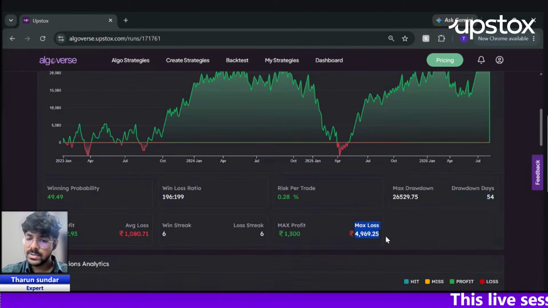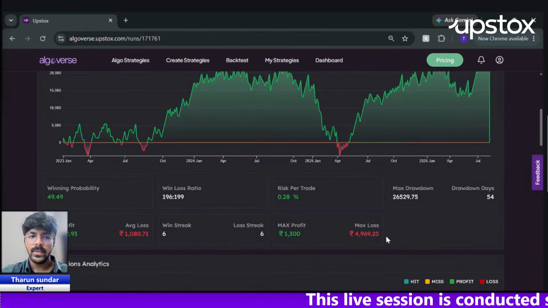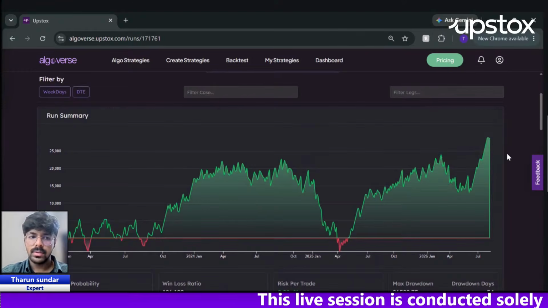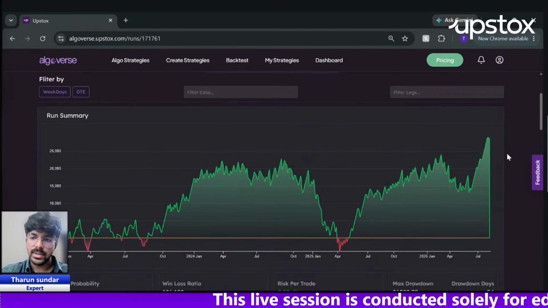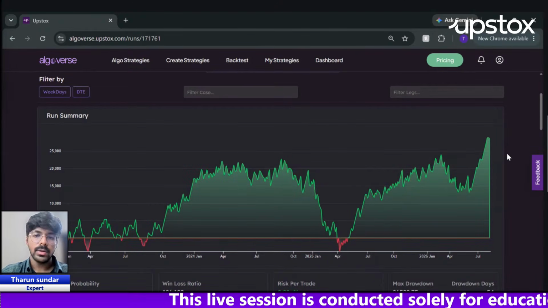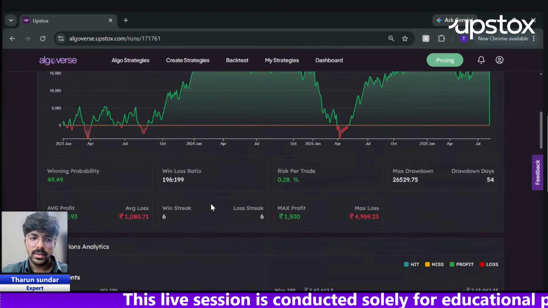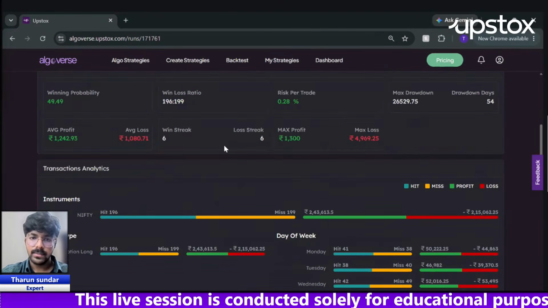And there is a possibility that a max loss of more than 4,900, let's say close to 5,000 rupees, can happen in one single transaction. All of this I wouldn't know unless I trade with my real money. Or I could do a simple backtest and find out what the major metrics are.